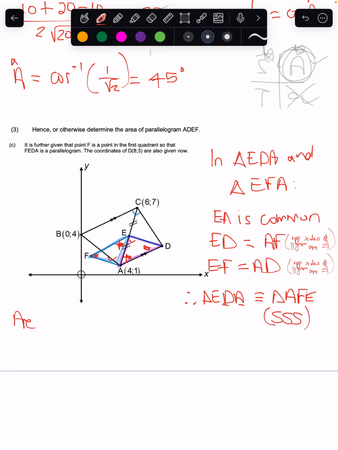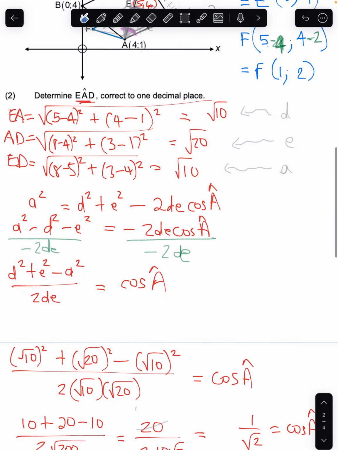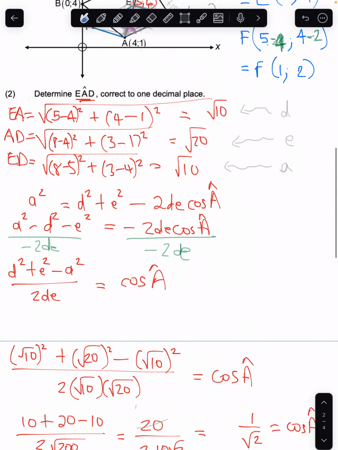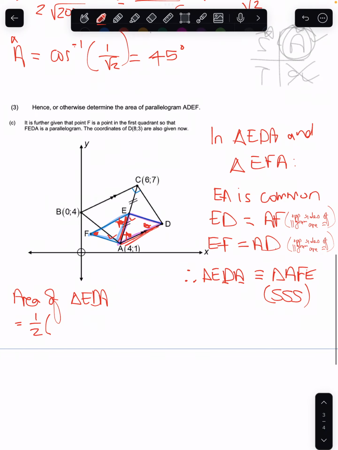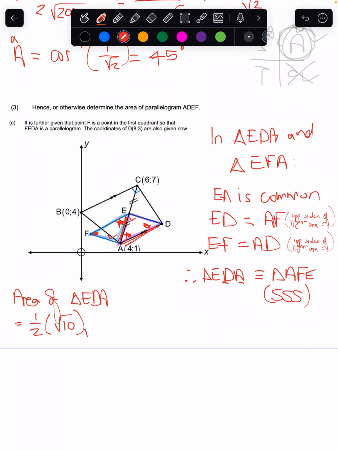So let's do that. The area of triangle EDA is going to be half of this side times this side, which we found over here. So EA is root 10 and AD is root 20. So that is root 10 times root 20 times sine of A, which we found to be 45 degrees. We can work this out by hand, I think. So that'll be half of root 200, and this is the same as 1 over root 2.